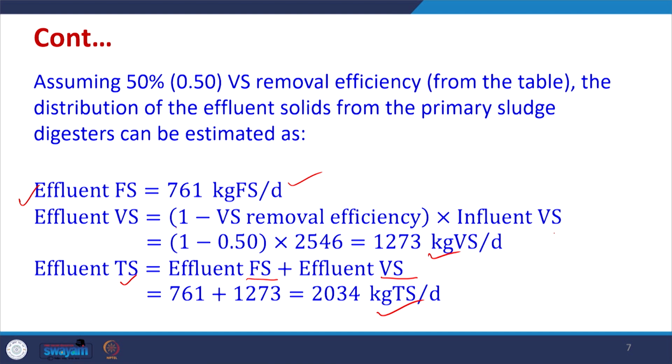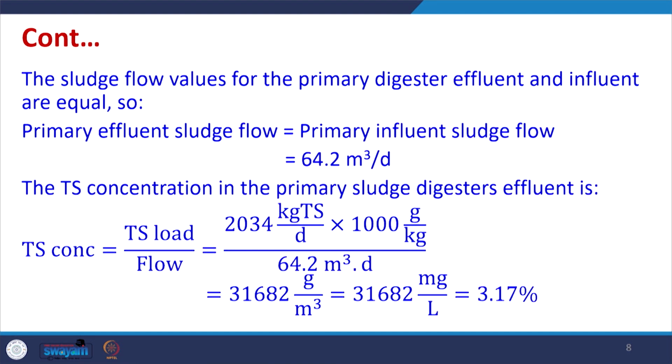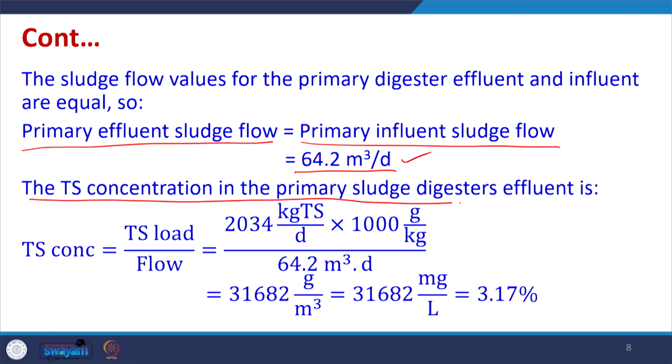The sludge flow values for the primary digester effluent and influent are equal. So, the primary effluent sludge flow will be the same as the primary influent sludge flow, which is 64.2 meter cube per day. The TS concentration in this sludge digester is the TS load divided by flow. Because the concentration is low, we are roughly assuming the flow to be the same.